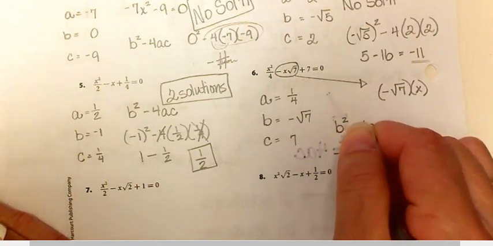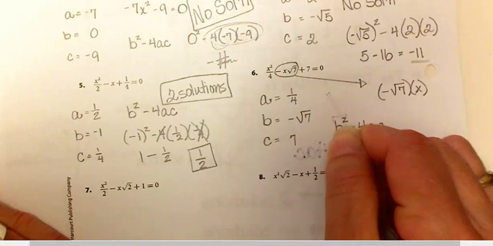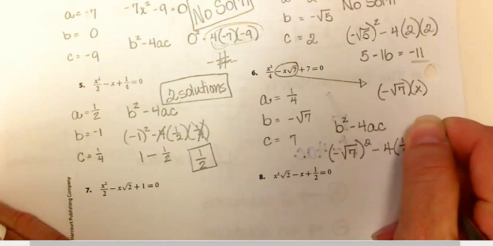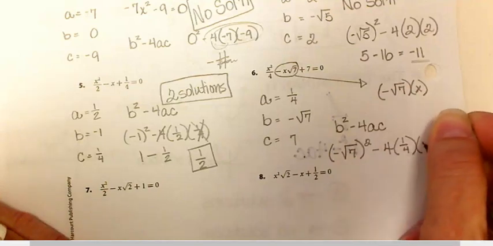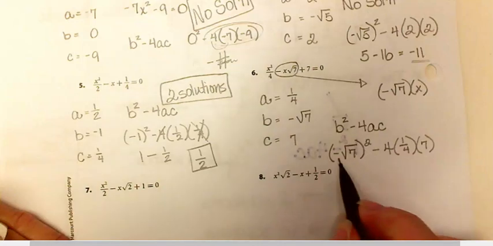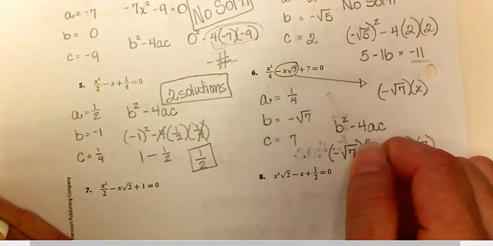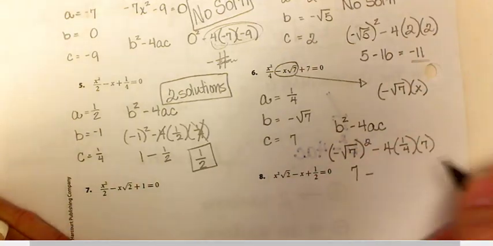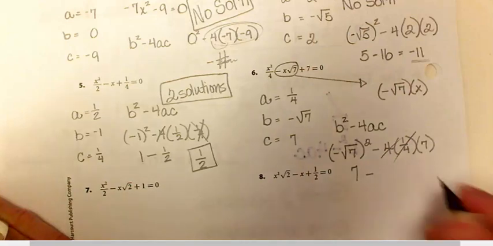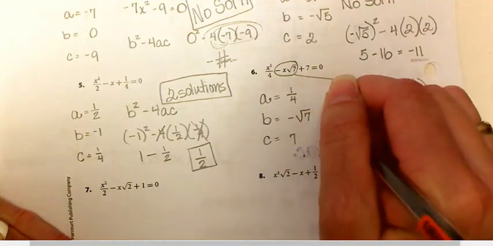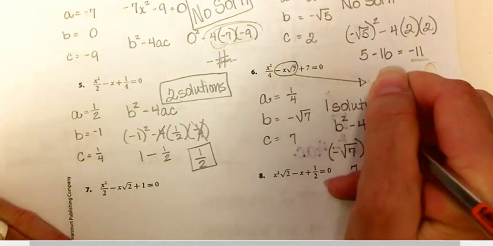Let's do b squared minus 4ac. That is negative square root of 7 squared minus 4 times 1/4 times 7. Square root of 7 times the square root of 7, in other words, the negative square root of 7 squared, gives you 7. Minus 4 times 1/4, those cancel out, and all you're left with is 7. 7 minus 7 is 0, so there's going to be 1 solution for 6.